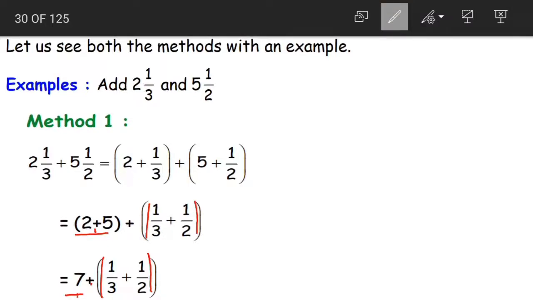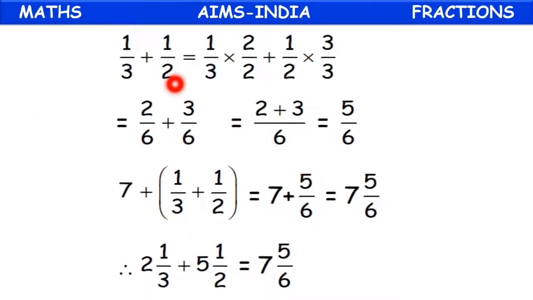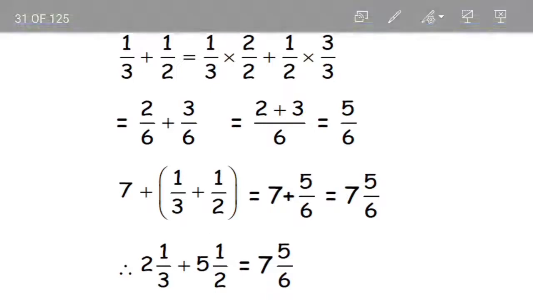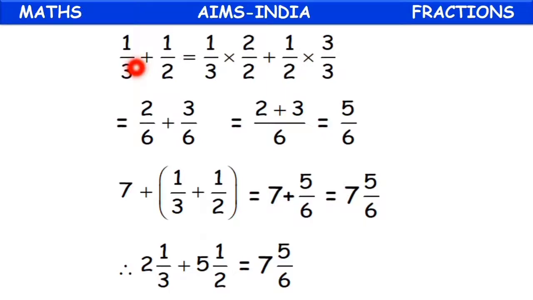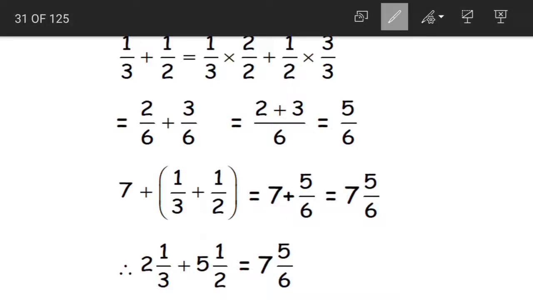What do we have? 1 by 3 plus 1 by 2. These two are our unlike fractions. We need to convert them into like fractions by taking the LCM. If you remember the previous sum we did, the LCM of 3 and 2 was what, children? The LCM of 3 and 2 is equal to 6.